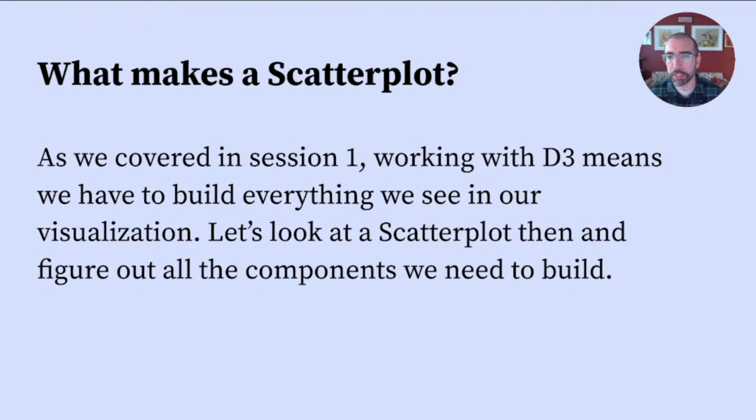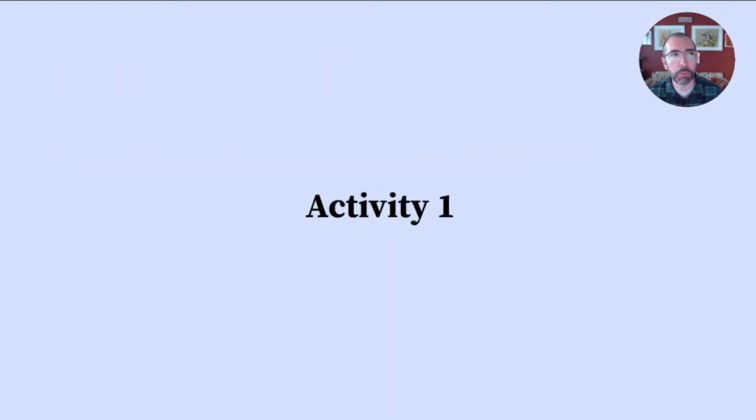So our first part here, and today we're going to spend a lot more time in activities, is to just look at a scatter plot and try to identify all of the pieces that we have to make when we're building it with D3. So we're going to build a little checklist as our first activity. And if someone from the team could share the link to the notebook, that'd be great. Same as yesterday, we're going to go to an Observable notebook and we're going to fork it so you have your own copy and you can make your own changes if you want to follow along that way.